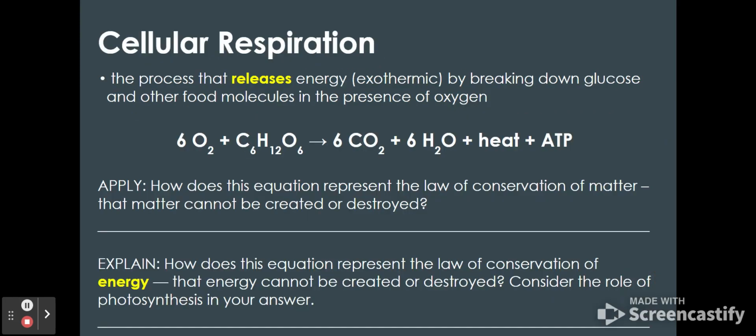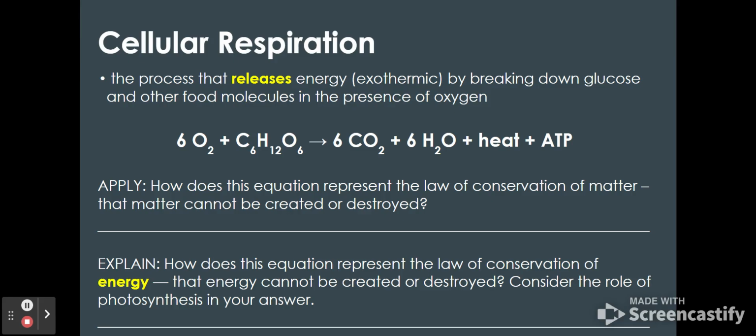The process that releases energy is exothermic, by breaking down glucose and other food molecules in the presence of oxygen. So if you notice, this is the reverse of the photosynthesis equation. 6 O2s and 1 C6H12O6, which is glucose, makes 6 CO2, 6 H2O, heat, and ATP.